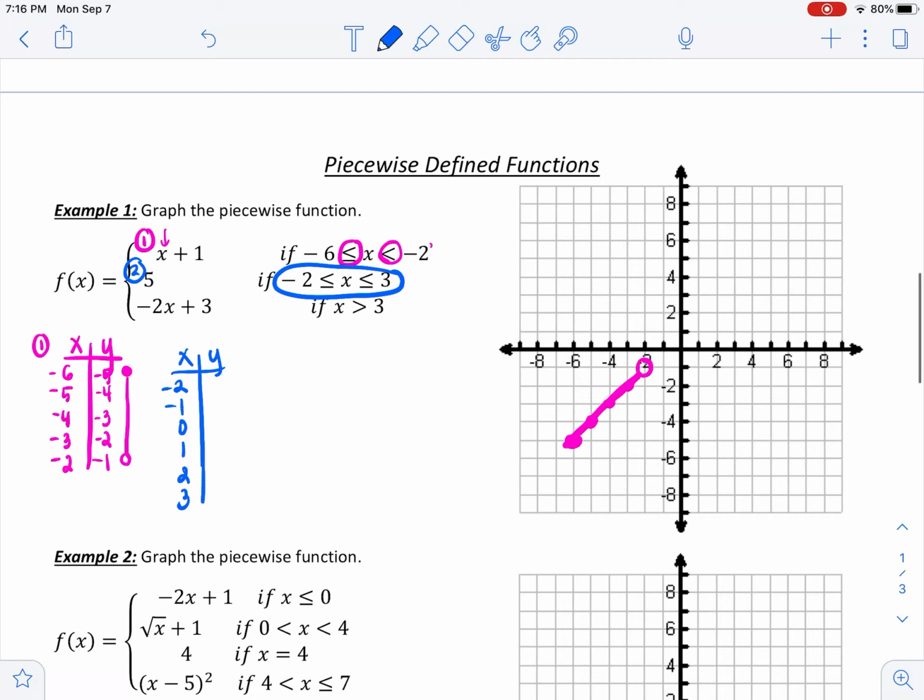Okay, so now I'm going to plug in negative 2. Go ahead and plug in negative 2 for x. And I get an automatic output of 5. So this is 5, 5, 5, 5, 5, and 5.